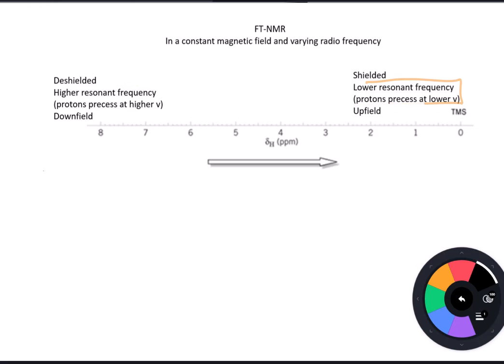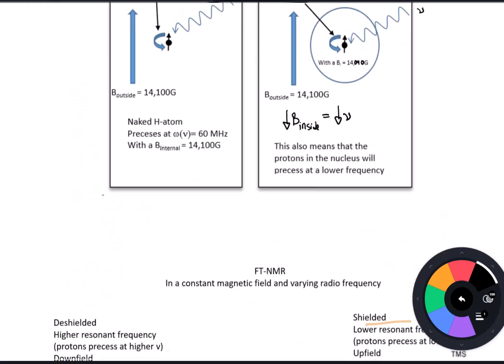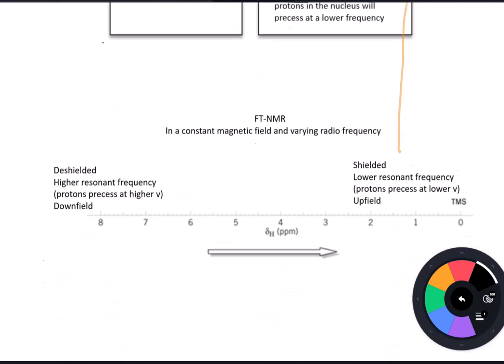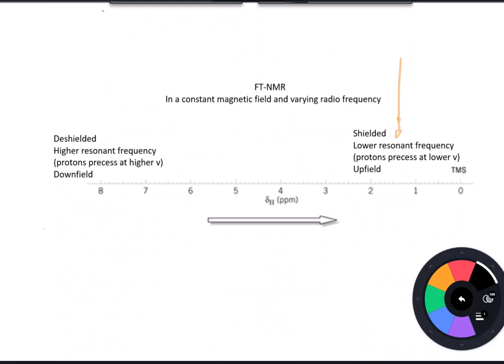And so if we're more shielded, as we saw up above, right, we remove some of that external magnetic field, and that causes our frequency to be lower, which means that our operational frequency also needs to be a little bit lower. So, right, a lower resonance frequency here.